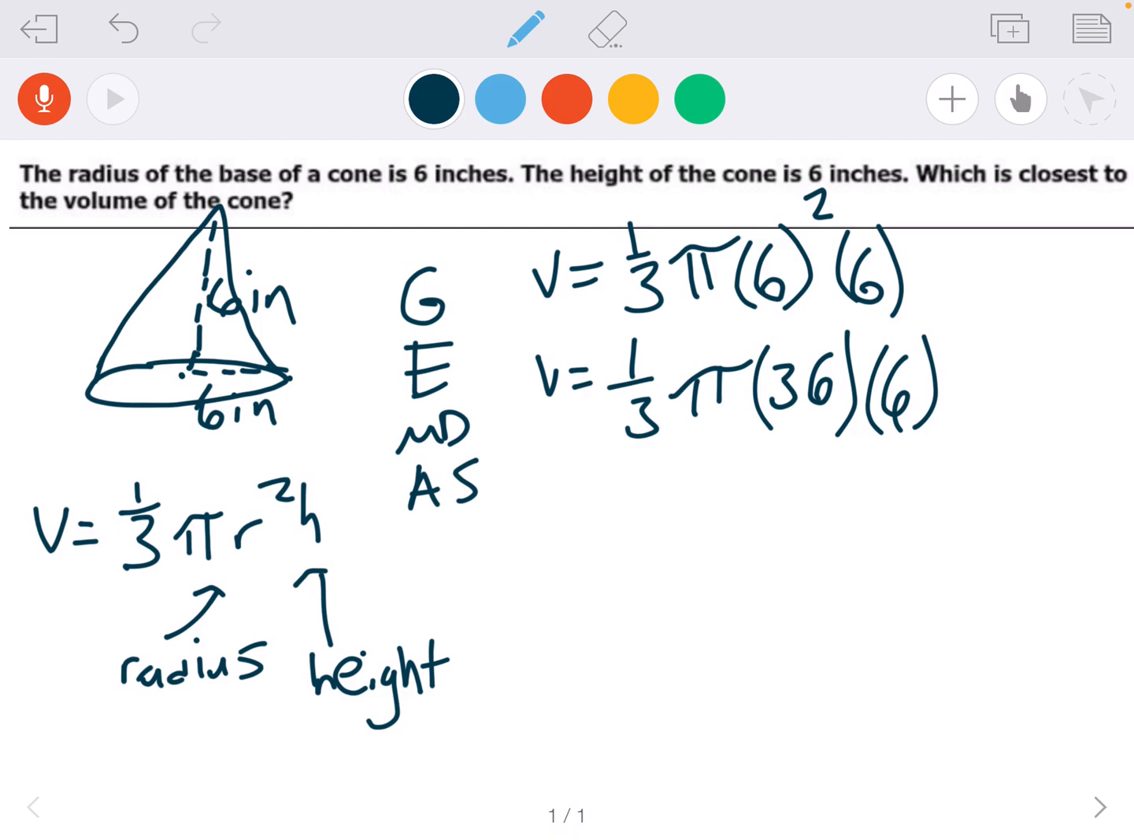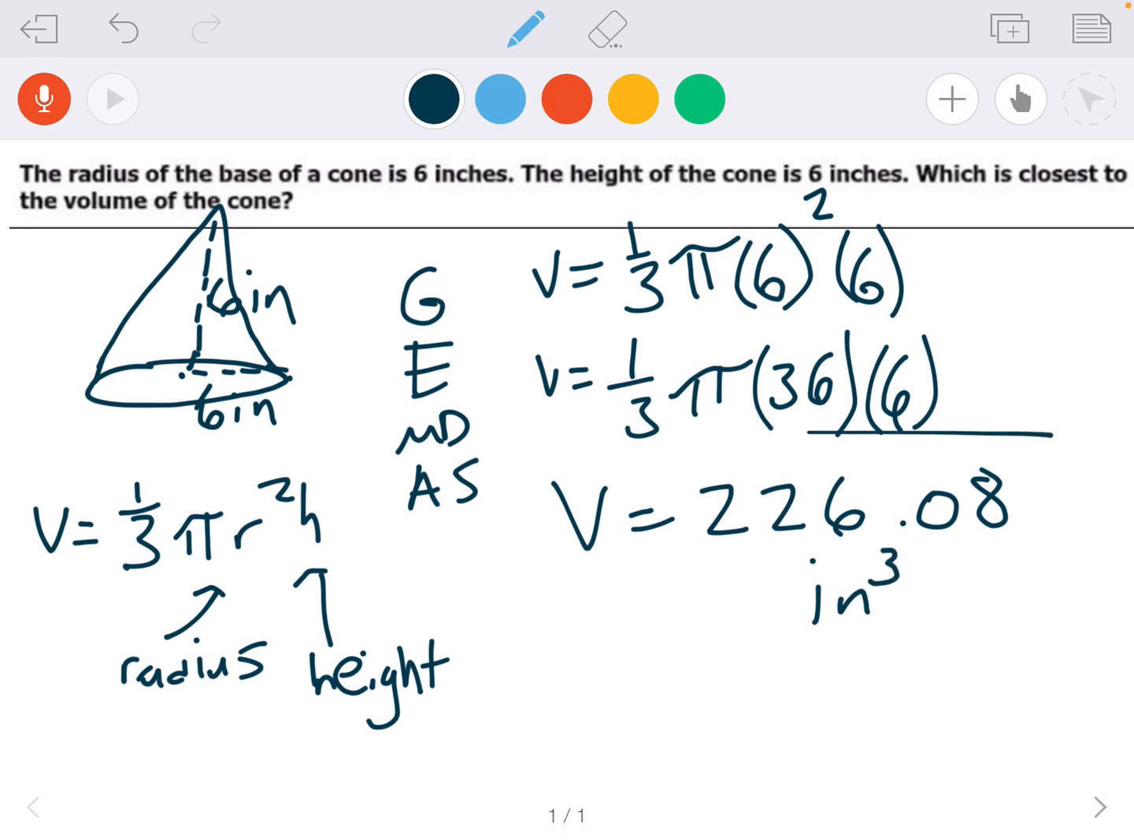On your calculator, if you do 1 divided by 3, enter, that's going to give us 1/3 as a decimal, which is 0.33 repeating, times pi, you can use 3.14 for pi, times 36 times 6, you should get 226.08 inches, and volume is cubed.